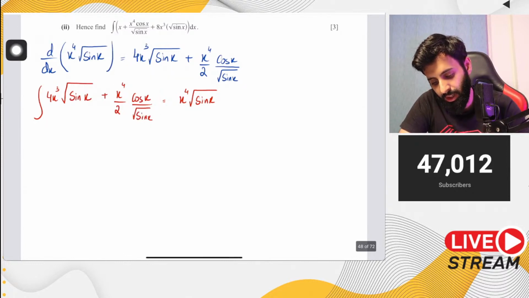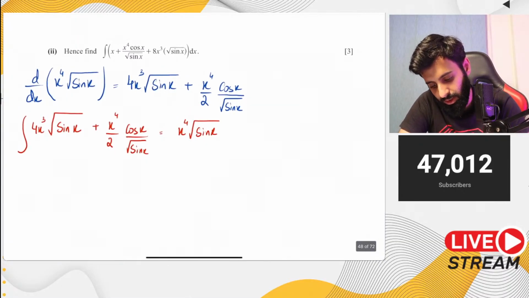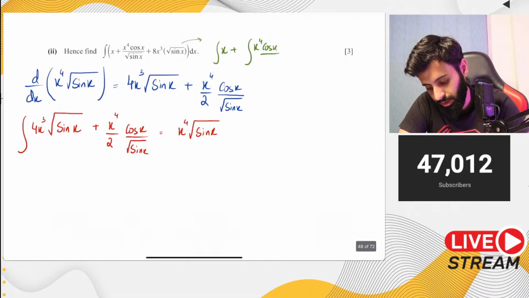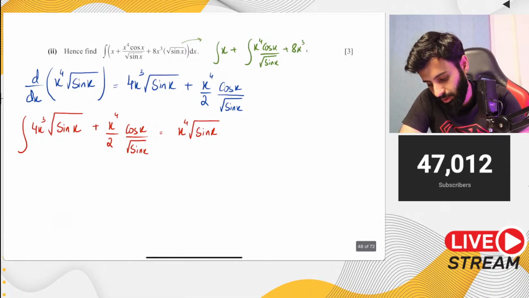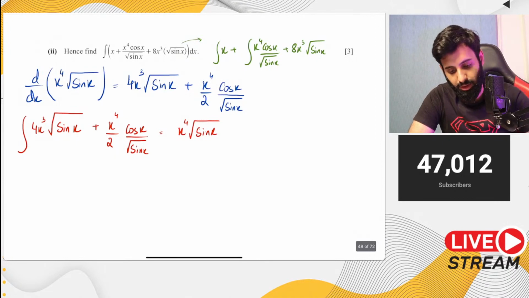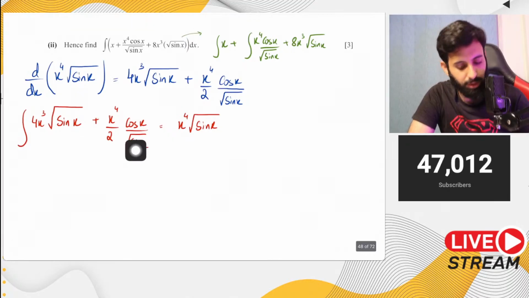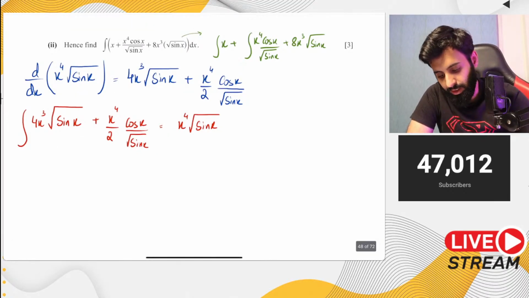Now this has a slightly complicated scene. Let me tell you why. We have to write it separately. If we separate it, that means we have the integral of x plus the integral of everything else: x power 4 cos x upon square root sin x, plus 8x cube into square root of sin x. So that's what I've done, I've separated it, because what we have to find the integral of is not exactly equal to what we know.